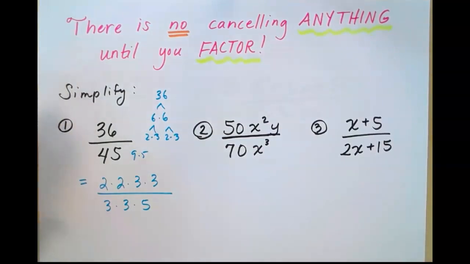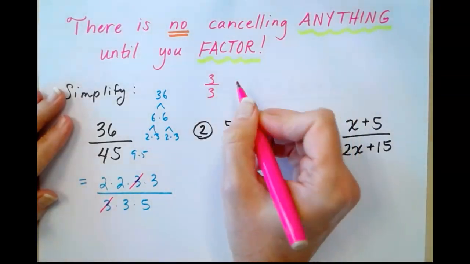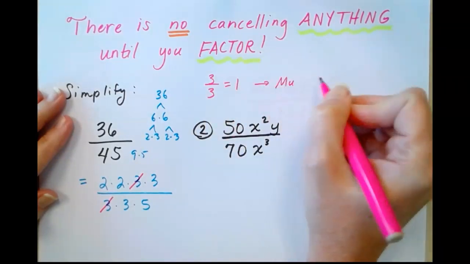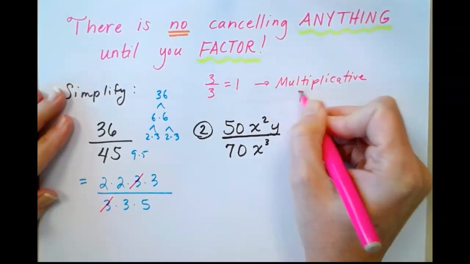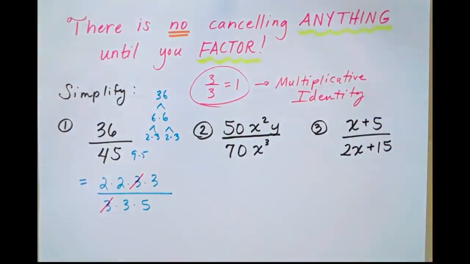Now, what's really happening here when we reduce this fraction is we are canceling 3 over 3. And why are we able to cancel 3 over 3? Because it's equal to 1. And 1 is the multiplicative, big word of the day, multiplicative identity. Remember, if we multiply by 1, that allows us to rename a fraction. We've already talked about that. It also allows us to not change the value if we multiply by 1.